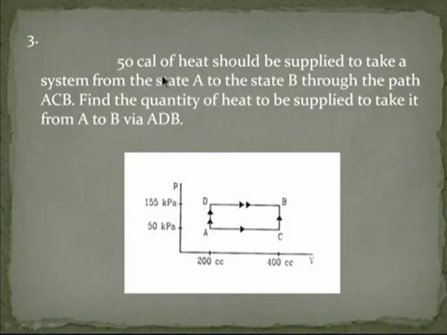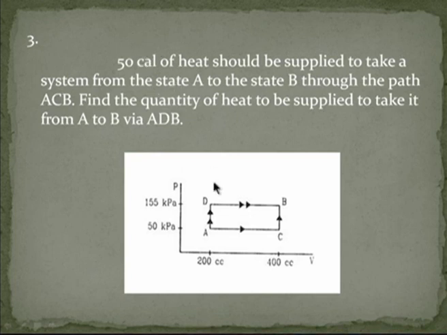Here 50 calories of heat should be supplied to the system. Already we discussed that heat supplied to the system is positive. 50 calories is given. Generally we use the SI system as joules, so we have to convert the calories into joules now. Next, state A to state B through the path ACB. This first arrow represents the ACB process, and find the quantity of heat to be supplied taking it from A to B via ADB.